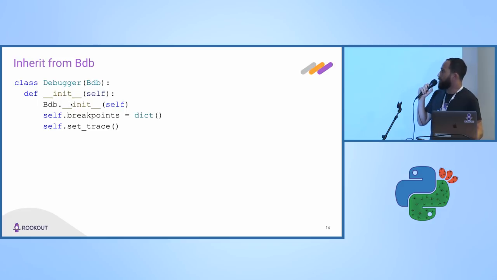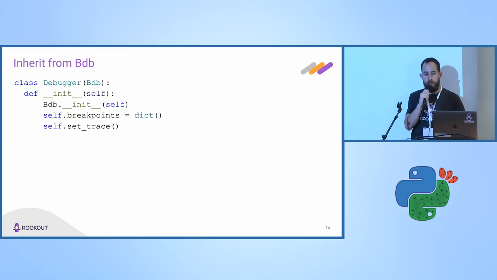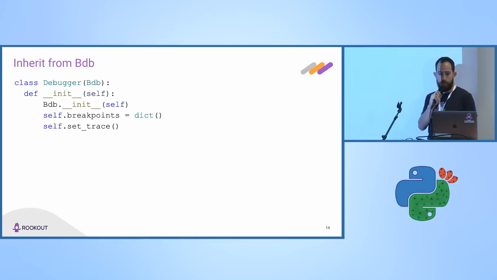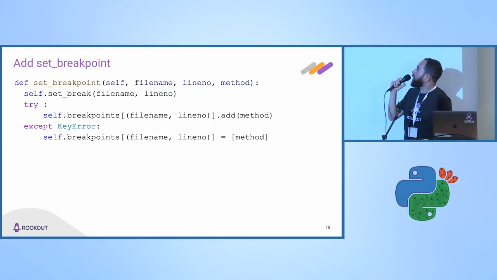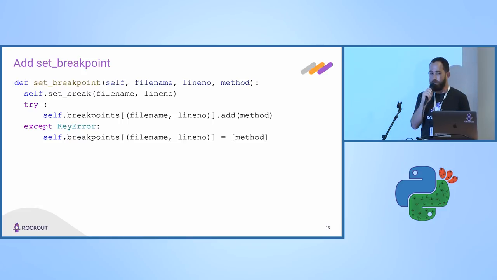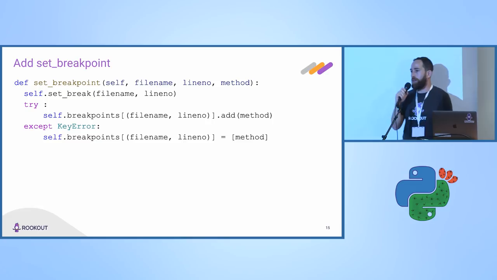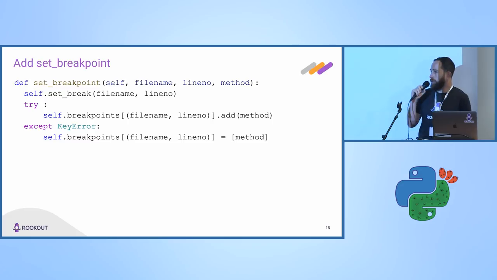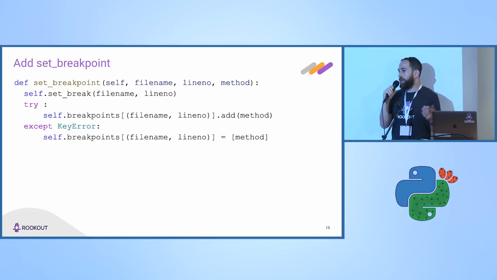We call the inherited BDB constructor. We create a breakpoints dictionary to keep track of our breakpoints. And we call set_trace, which has BDB install its own tracer function using sys.settrace. Now, the next step is adding our set_breakpoint method, which accepts a file name, a line number, and a method, and calls set_break from BDB to do the magic and just install our breakpoint within the dispatcher, within the trace function. And then all we have to do is record the breakpoint, file name, and line number within our breakpoints dictionary, and keep track of the methods we want to call.